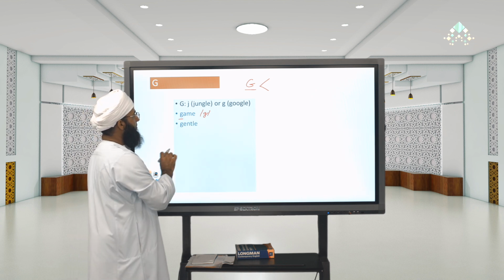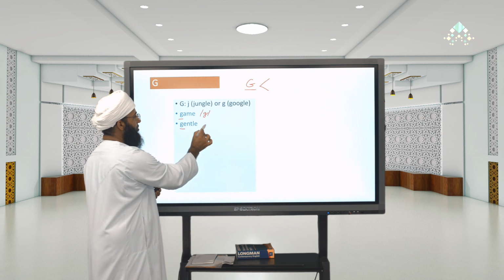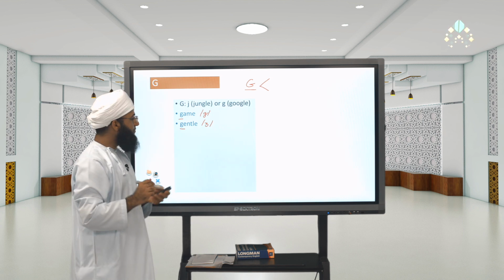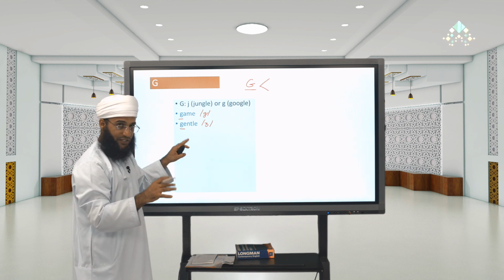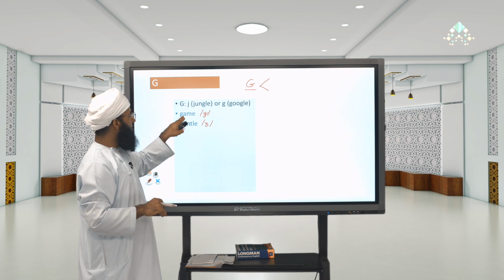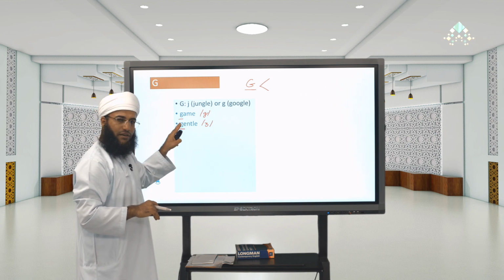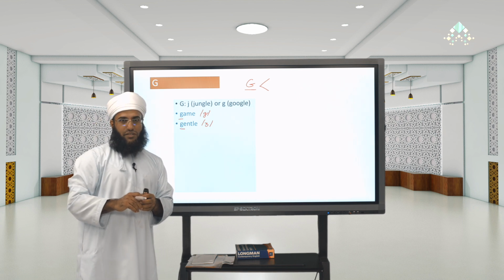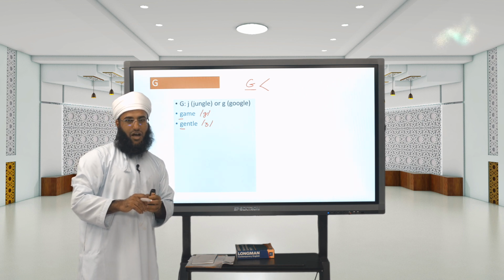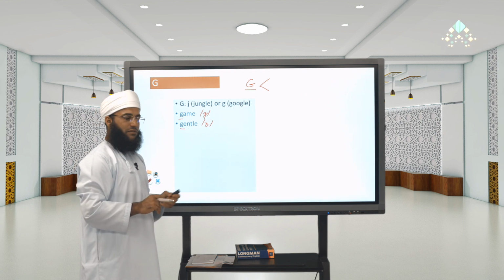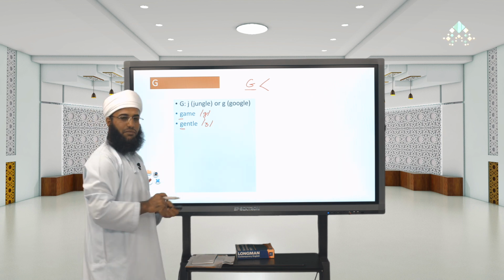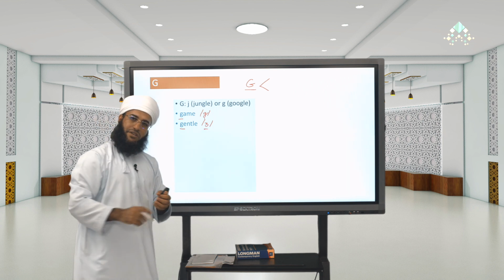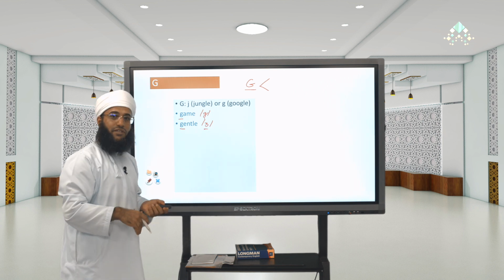What comes after here? It's gentle. Gentle. It is this sound, the ja sound in phonetics. But if you look at here, a, and here, e. So some people may say, if a comes after g, then we say ga sound. If e comes after g, then we say ja sound. Is this the rule? Let's see more examples.